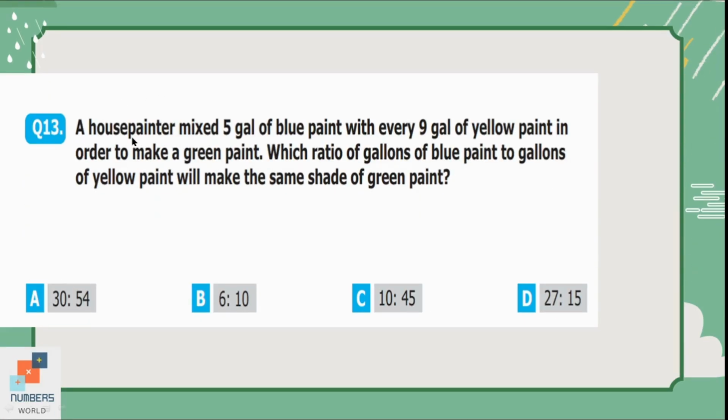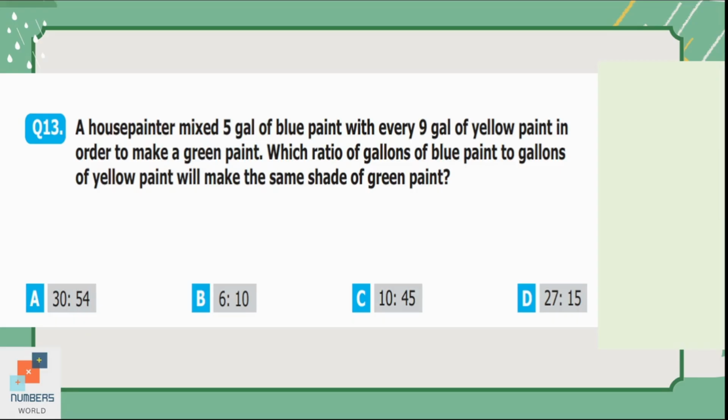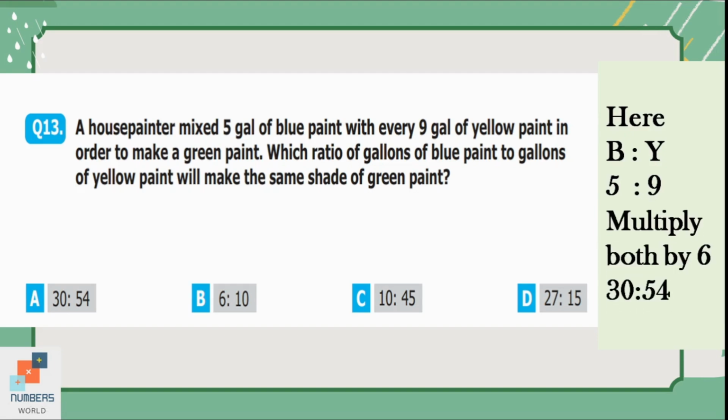Question number 13. A house painter mixed 5 gal of blue paint with every 9 gal of yellow paint in order to make a green paint. Which ratio of gallons of blue paint to gallons of yellow paint will make the same shade of green paint? So we know the ratio of blue paint to yellow paint is 5:9. Now we will use the same ratio to find out the answer. If we multiply both the numbers by 6, the answer is 30:54, which is our option A.